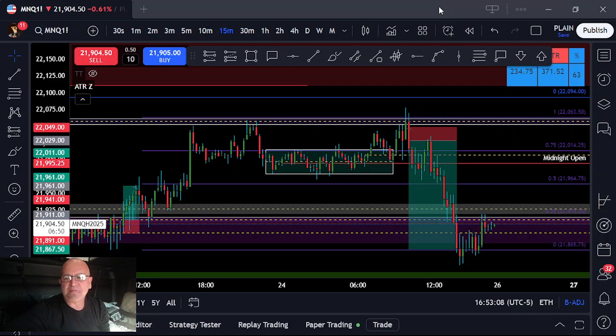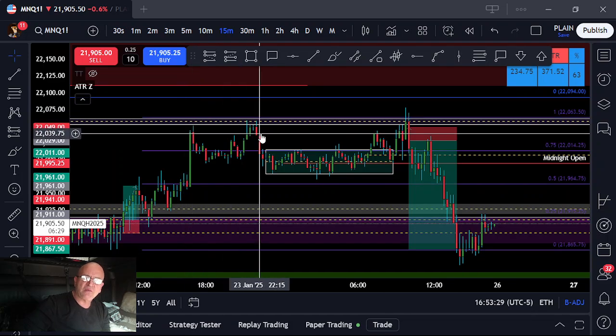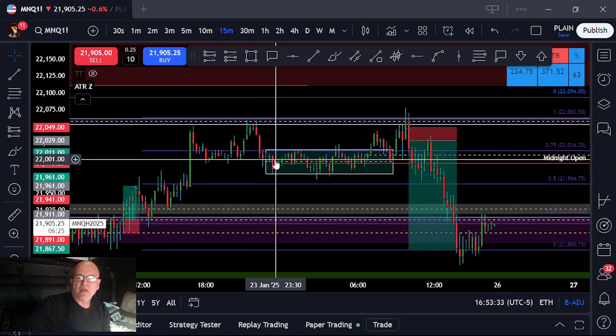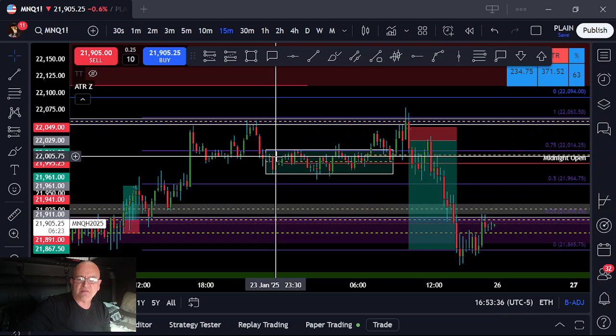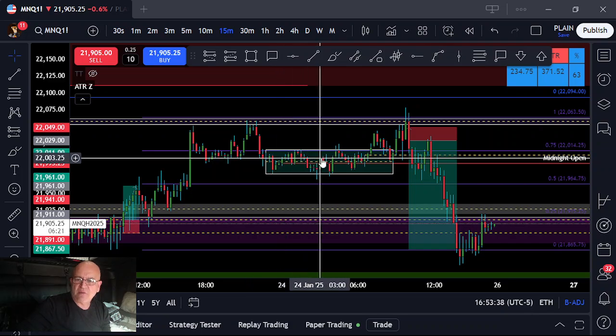Okay. I literally traded this off of a 15-minute chart. I did not move down in time frames. I took the trade right off this chart. Never moved off the 15-minute chart. So I was watching this consolidation all night and through London.